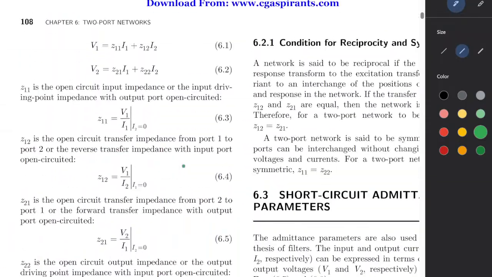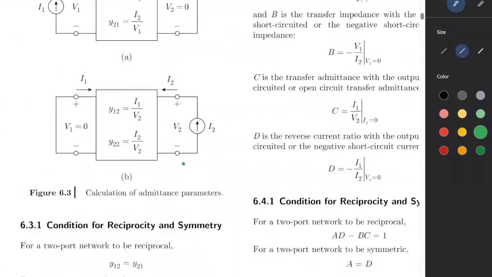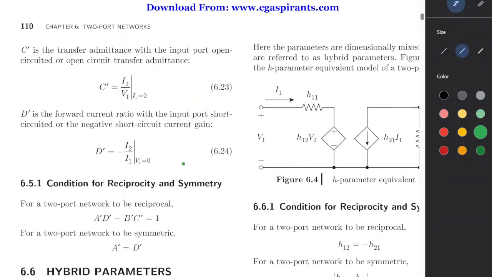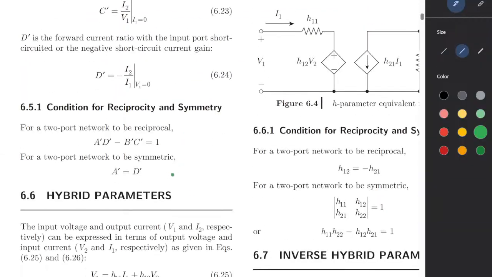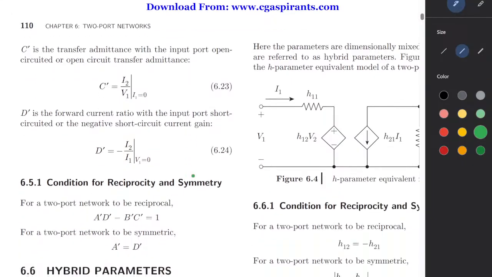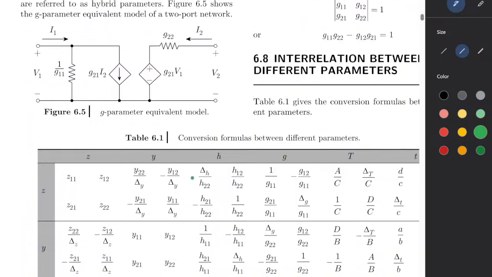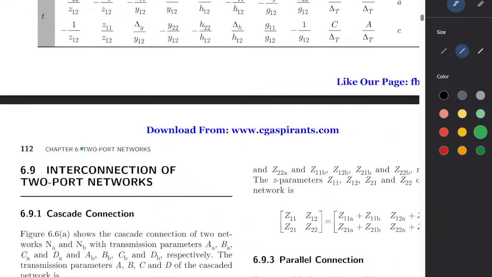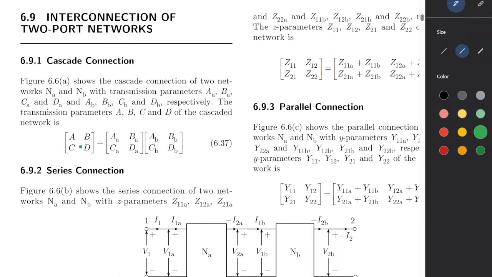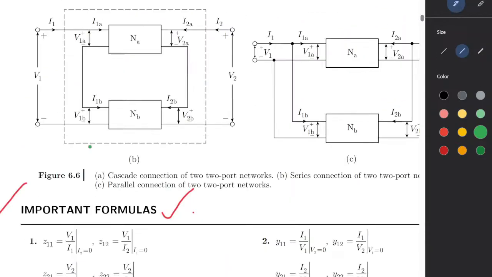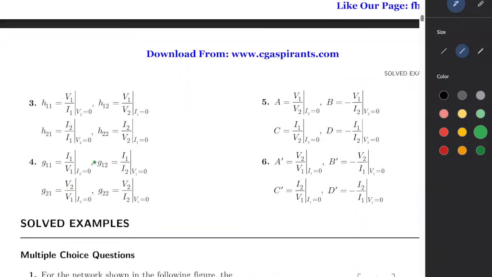Two port systems, hybrid parameters, all these things. We have interconnection and two port conditions. What are the conditions for two ports? Series connection, and important formulas we have.